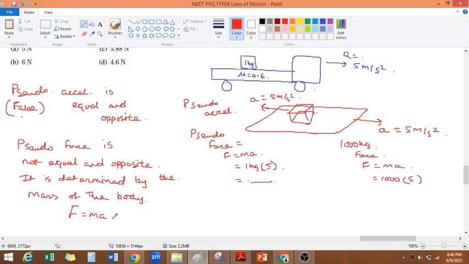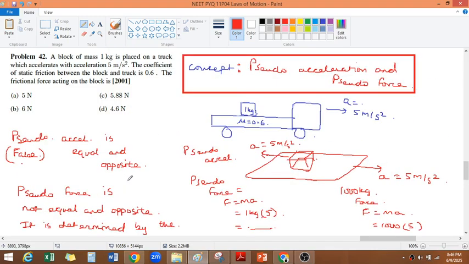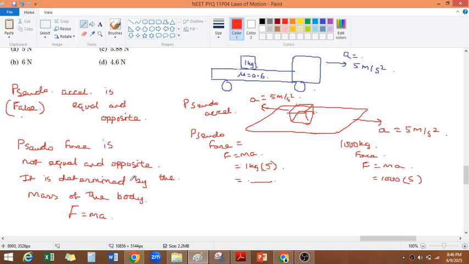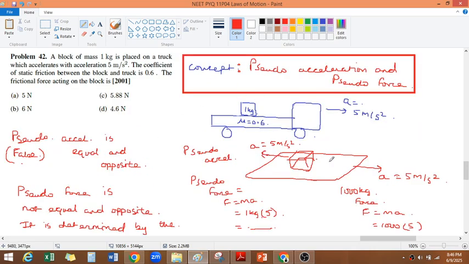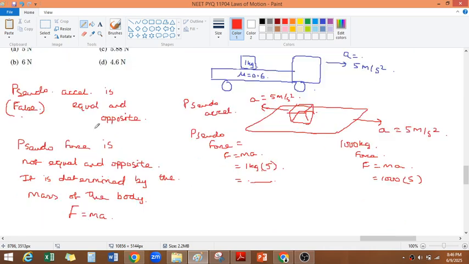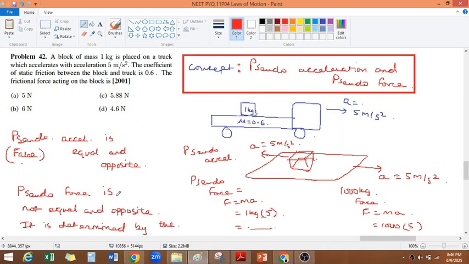You may get a confusion, sir. Then what about Newton's third law? Well, as I said, Newton's third law is for real forces. This is not a real force. This is a pseudo force. That's all. If you know what pseudo force is and what pseudo acceleration is, that pseudo acceleration is equal and opposite but pseudo force is not, then you can do this problem very easily. Without knowing this, you cannot do it.